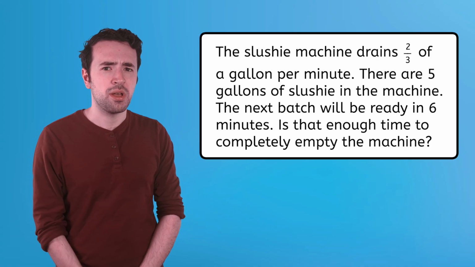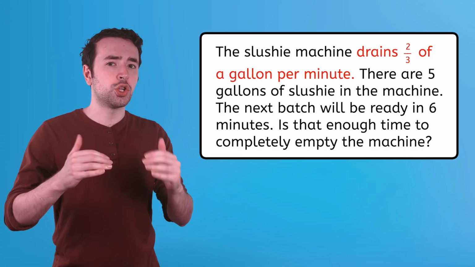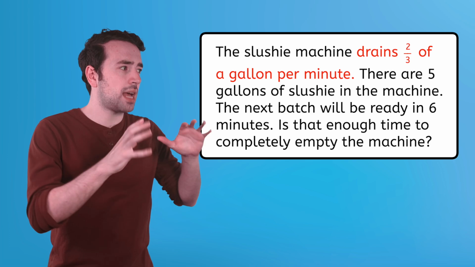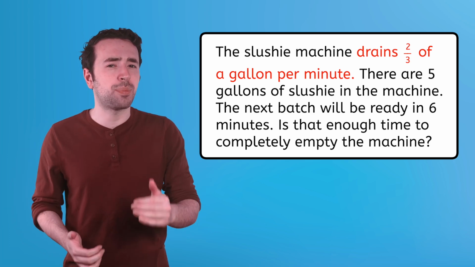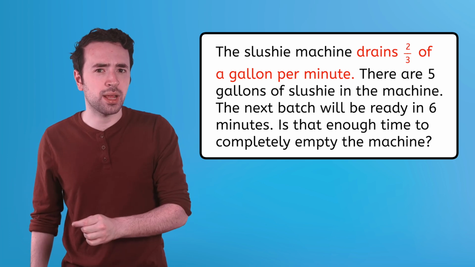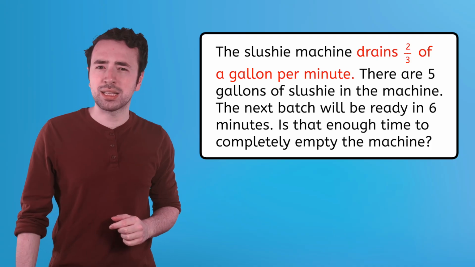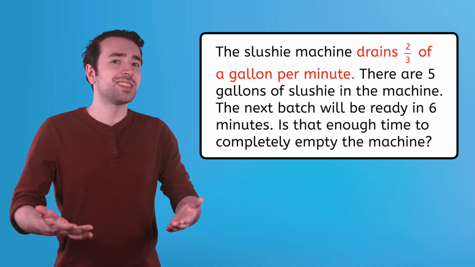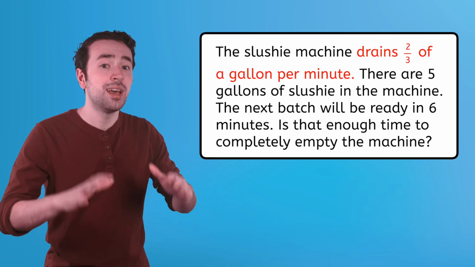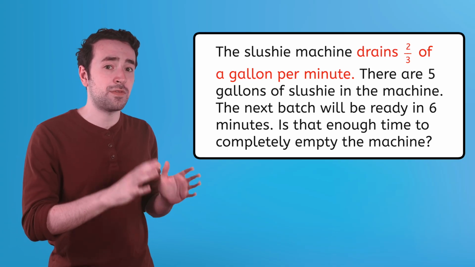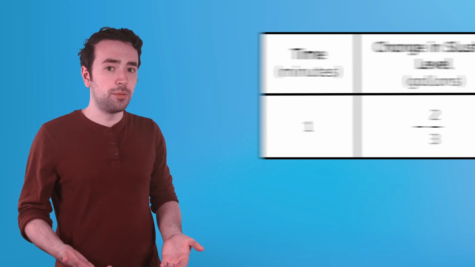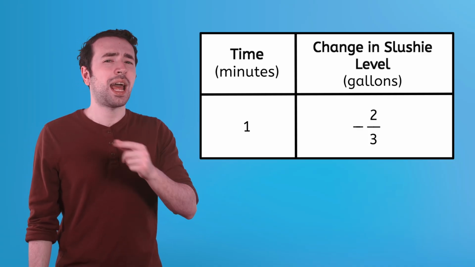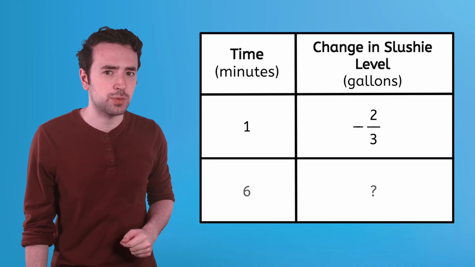Let's think this through. The machine drains 2/3 of a gallon every minute, which means the amount of slushie inside the machine decreases by 2/3 of a gallon each minute. Would this be represented by positive 2/3 or negative 2/3? Right, since the slushie is decreasing, the change is represented with a negative value. So after 1 minute, we've drained 2/3 of a gallon of this slushie mix. But how much will be drained after 6 minutes?